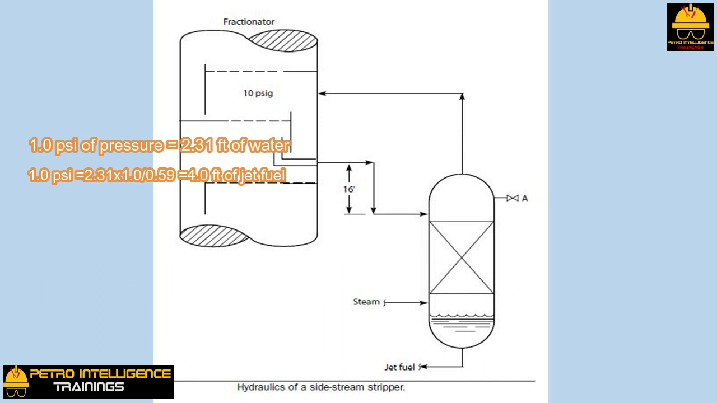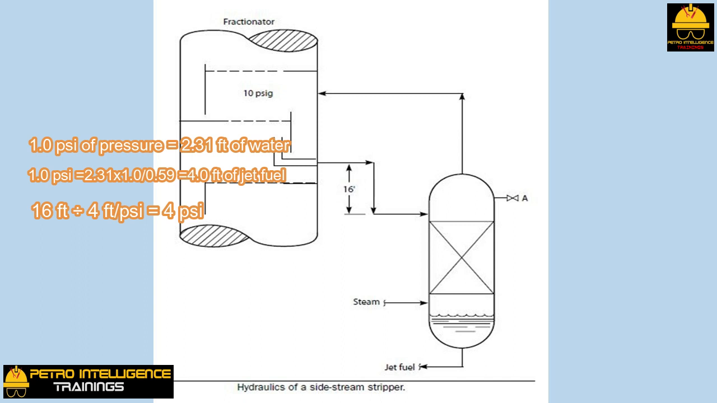The pressure head of the column of unstripped jet fuel 16 feet high, as shown in the picture, is 16 feet divided by 4 feet per psi, which equals 4 psi. This means that there was a 4 psi pressure head driving force available to overcome the 3 psi pressure drop of the stripper's overhead vapor line. This was sufficient for the jet fuel to flow out of the fractionator and into the stripper.